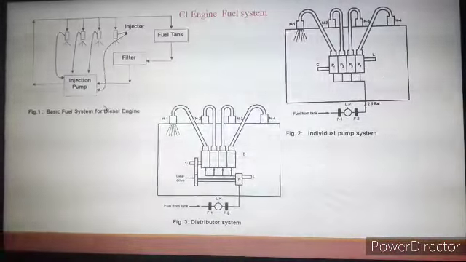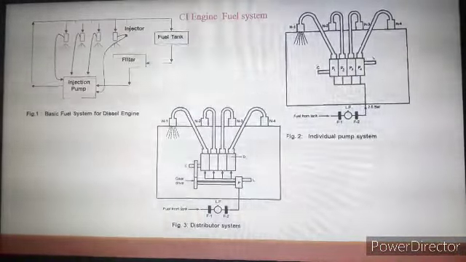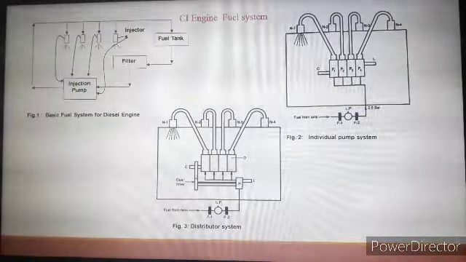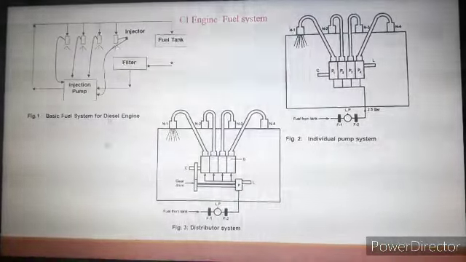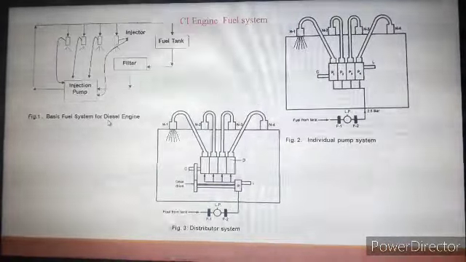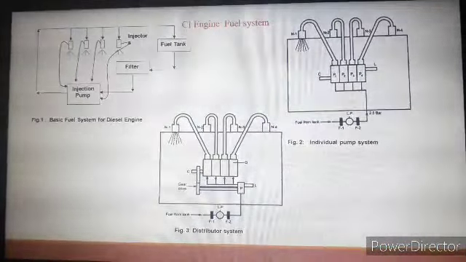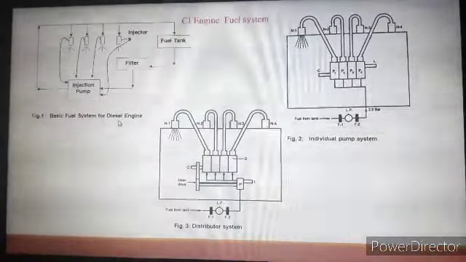engine, the fuel and air mixture is burned by the spark generated by the spark plug, whereas in case of diesel engine, that highly compressed air comes in contact with the diesel, that is fuel supplied through the fuel injector, due to which the ignition of the fuel takes place and the power generation takes place.